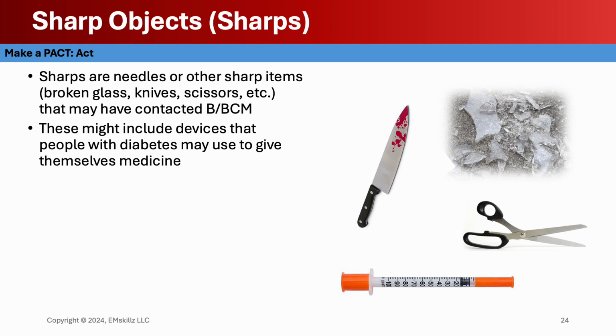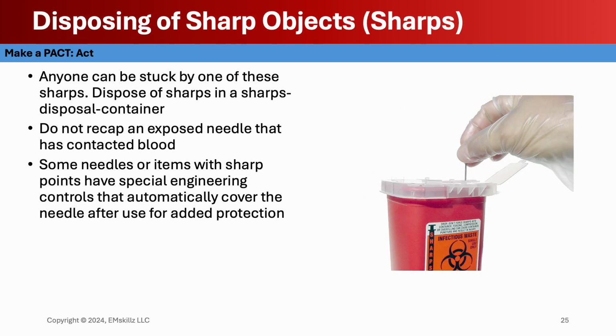May include broken glass, knives, and scissors that may have contacted blood or blood-containing material. These might include devices that people with diabetes may use to give themselves medicine. Disposing of sharp objects. Anyone can be stuck by one of these sharps. Dispose of sharps in a sharps disposal container.